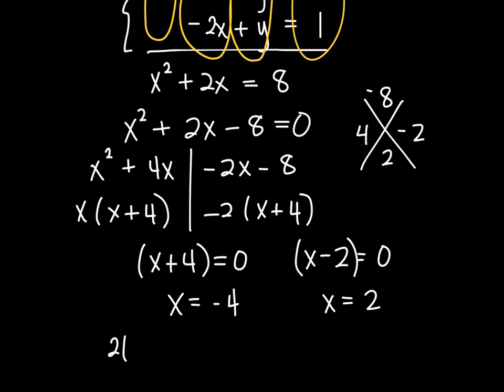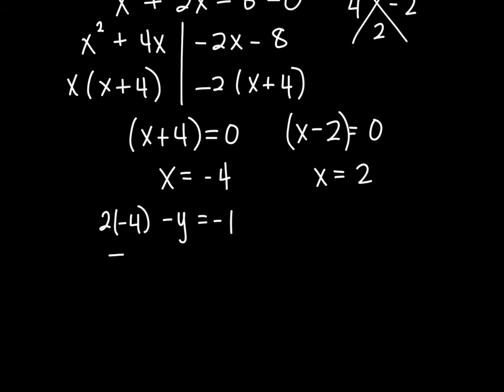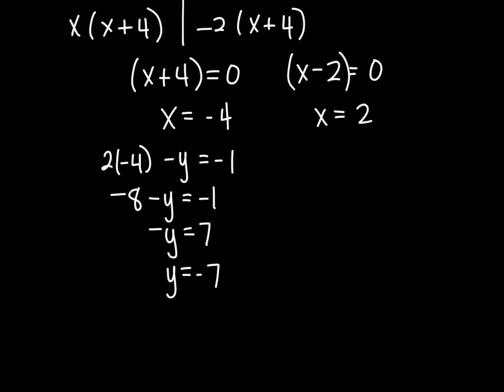So I'm going to have 2 times -4 for x minus y equals -1. That will give me -8 minus y equals -1. When I add 8 to both sides, I now have +7, and when I divide, I have -7. So a solution that works for this system is -4 and -7, which is in quadrant 3. So in just a moment, I'm going to graph this, and I expect to see it cross in quadrant 3.